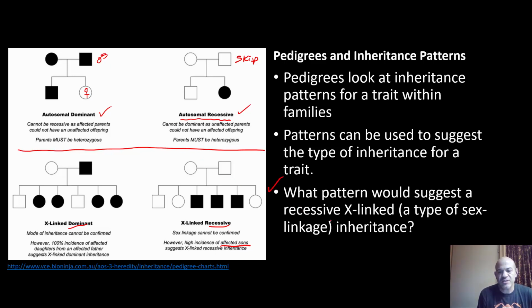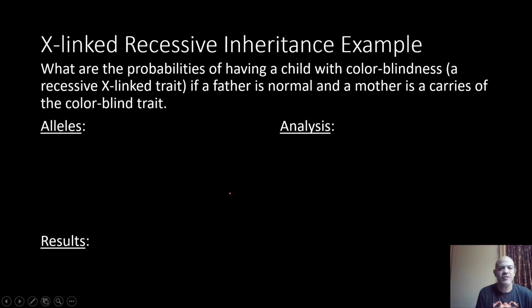What pattern would suggest a recessive X-linked trait? Well, you can see the trait skip a generation, but you're going to have a high incidence of overall more sons and rarely any daughters that inherit this trait. So let's take a look at our first X-linked recessive inheritance problem. Here we ask, what are the probabilities of having a child with color blindness, which is a recessive X-linked trait? Here we have a normal father and a mother that's a carrier of the colorblind trait.